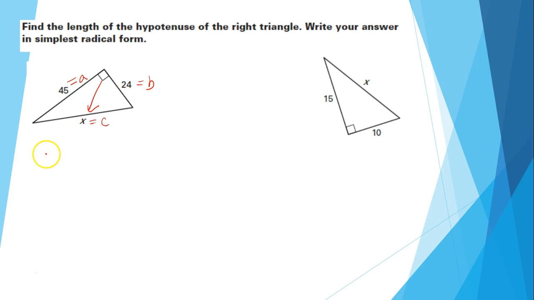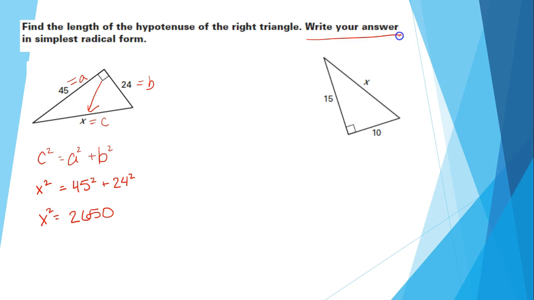I'm going to write it a little bit differently. I'm going to write c squared equals a squared plus b squared. And now plug in everything. This right here is my x that I'm looking for. And then this is 45. Square that. And 24. Square that. When I square those and add them together, I get, don't forget your square, 2,650. Now it says write your answers in simple radical form.